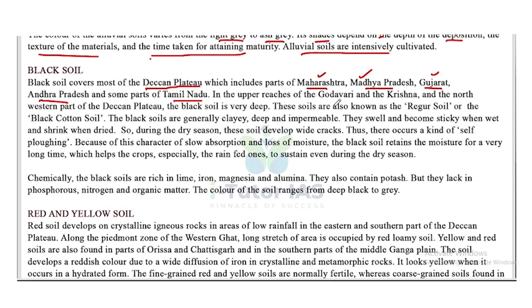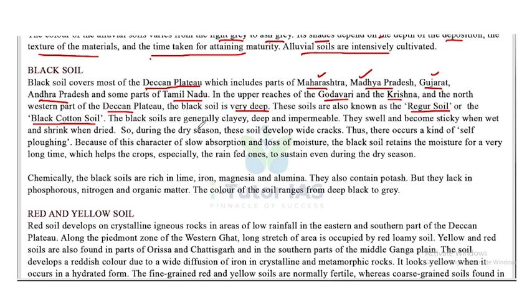In the upper reaches of the Godavari and the Krishna and the northwestern part of the Deccan Plateau, the black soil is very deep. These soils are also known as the regur soil or the black cotton soil. Okay, so the black soil is also known as regur soil or the black cotton soil.